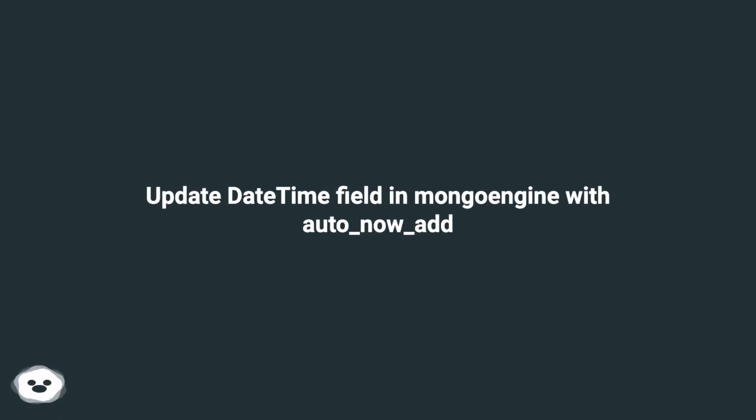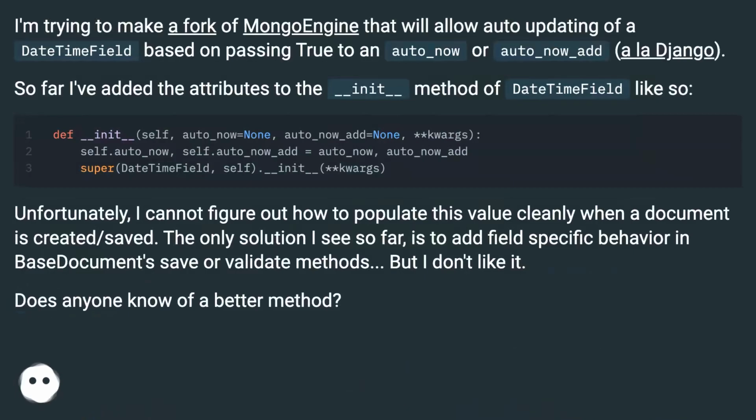Update DateTime field in Mongoengine with auto_now_add. I'm trying to make a fork of Mongoengine that will allow auto-updating of a DateTime field based on passing through to an auto_now or auto_now_add, a la Django.